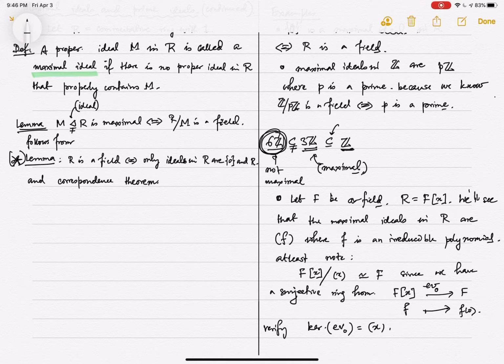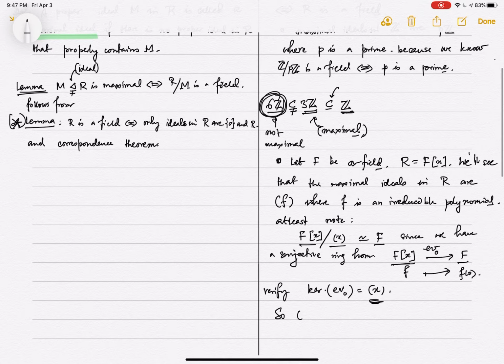Verify that the kernel is all multiples of x. So if you have a surjective ring homomorphism from one ring to another, and this is the kernel, then the domain ring modulo the kernel is isomorphic to the image by the first isomorphism theorem. And since F is a field, this guy is a maximal ideal in F[x]. More generally, I'm saying that any irreducible polynomial will do.